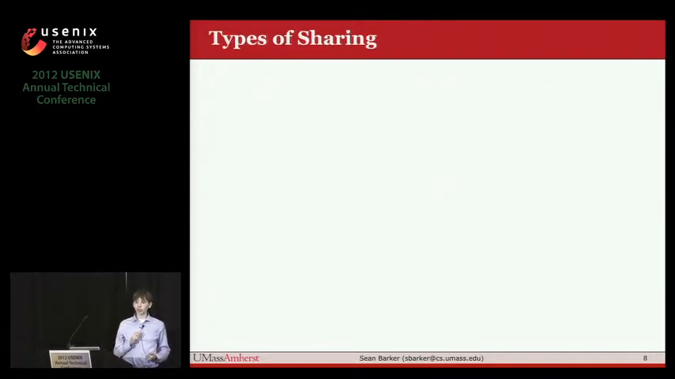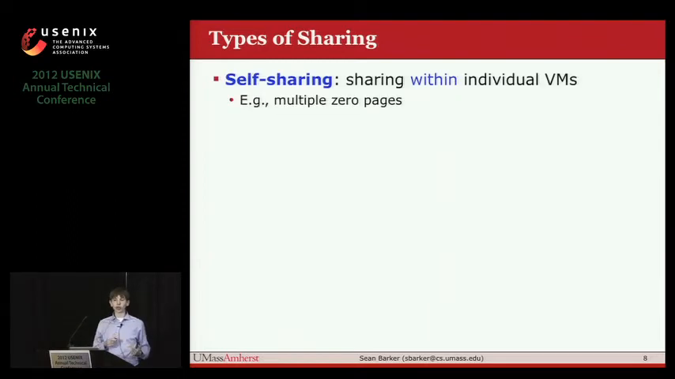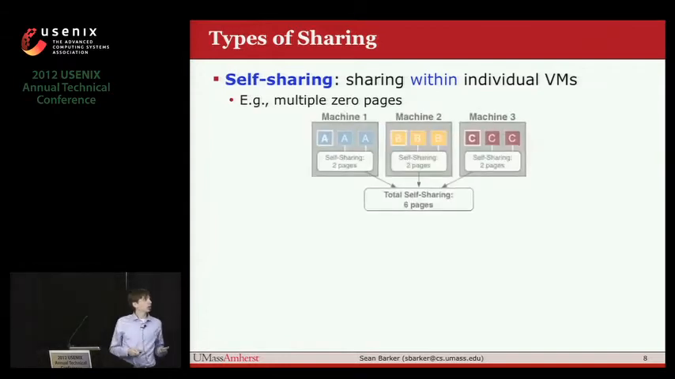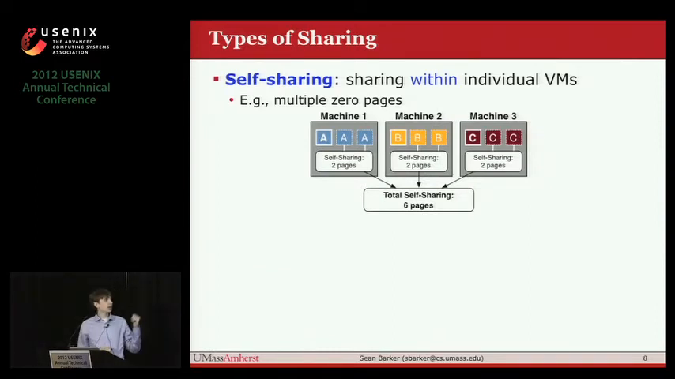Within our data, we're also looking at 2 different types of sharing. The first type is what we call self-sharing, and this is basically sharing within individual VMs. A very easy example of this is multiple zero pages. So an example of what this might look like, in this example we have 3 machines. Each of those machines has 3 copies of an identical page. So within each of these machines, we can eliminate 2 of those copies. And so across these 3 machines, we are achieving savings of 6 pages.